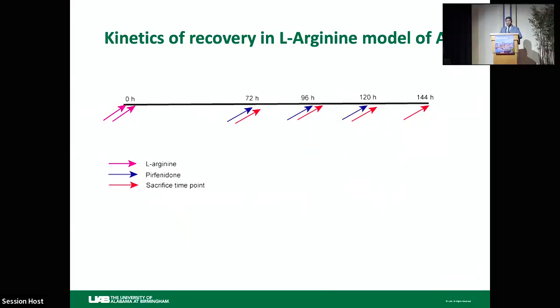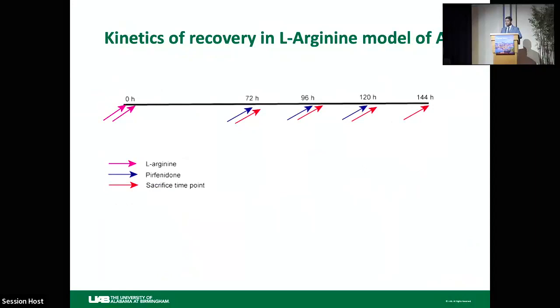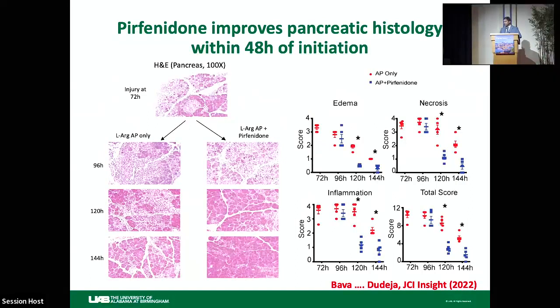Then we also looked at the kinetics of recovery by starting the drug even later. In the previous experiment, the drug was started at 36 hours after induction. Here it was started even later, at 72 hours. So basically we are trying to start the drug even later so that the injury is already in the systemic phase that could accurately represent clinical scenarios. And here, by 120 hours, just 48 hours after administration of pirfenidone, we see a significant recovery in the pancreatic histology.